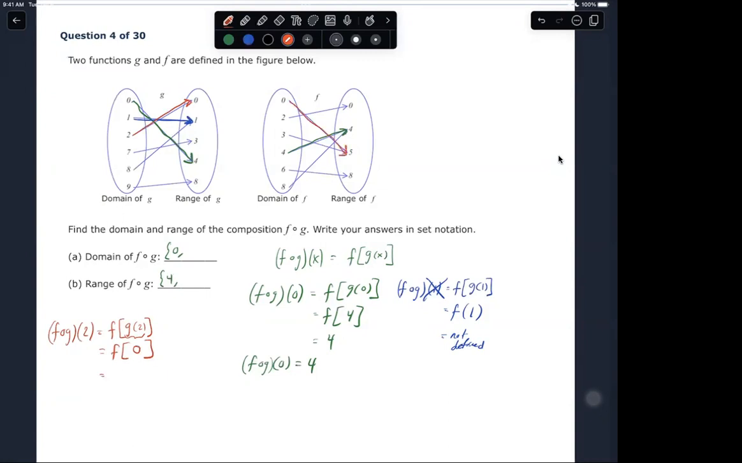F of 0 is 5. So it existed both times, like it worked. G of 2 we could find, f of 0 we could find. That means that f of g of 2 is defined and it's equal to 5. So 2 now belongs in the domain of f of g, and 5 is part of the range of f of g. Okay.